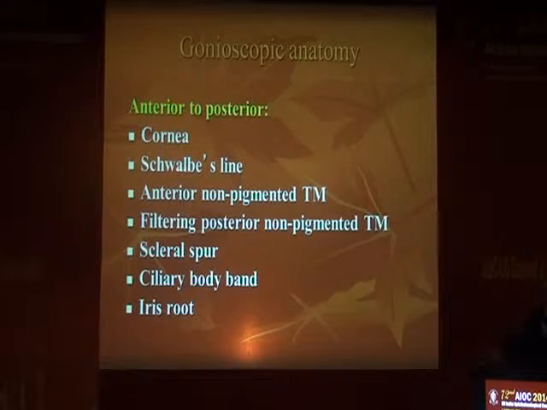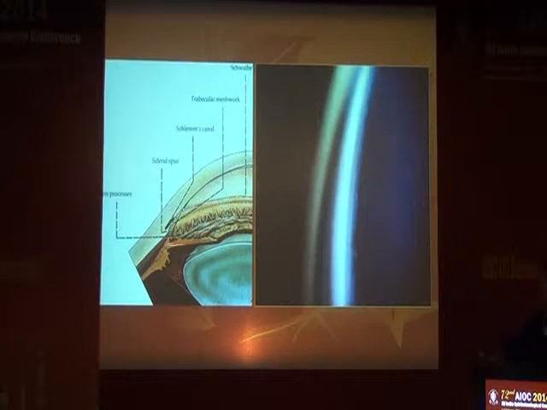starting with cornea, Schwalbe's line, the anterior non-pigmented trabecular meshwork, the filtering posterior pigmented trabecular meshwork, the scleral spur, ciliary body band, and then the iris root. So this is the way you need to start seeing from here and start going backwards like this. This is not the ideal beam, but just for photography purpose, I have made it very wide so that you can see the same things which are pointed out over here.